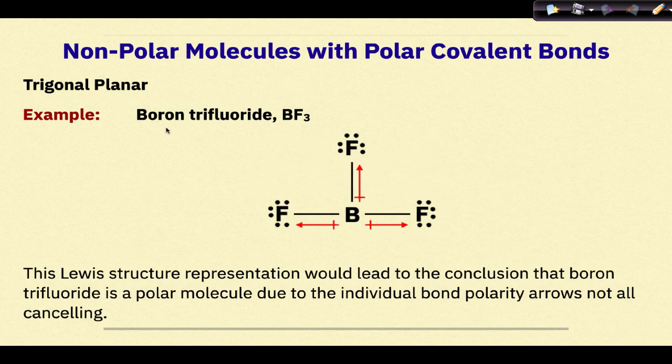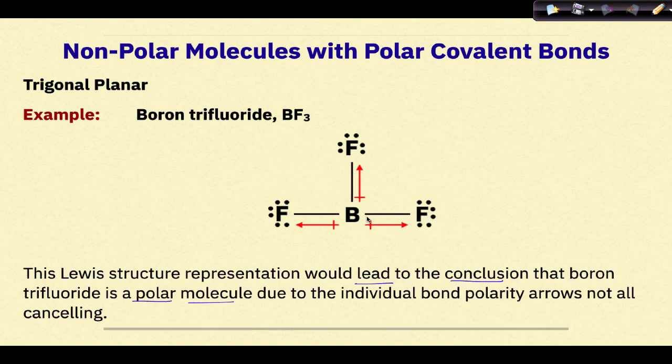Trigonal planar, boron trifluoride, BF3. This Lewis structure representation would lead us to the conclusion that boron trifluoride is a polar molecule due to the individual bond polarity arrows not all canceling. Because you could look at these 2 bond polarity arrows and say, oh yeah, those are totally canceling each other out, but oh no, what about this one? This molecule must be polar.